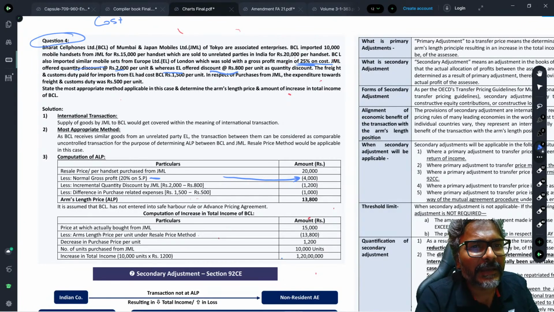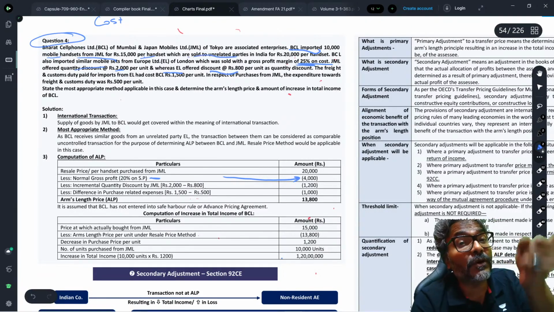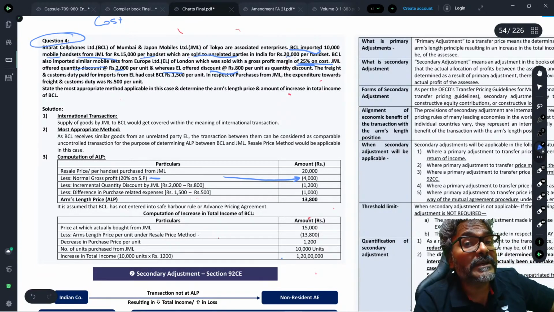Now the resale price, which I told you, which the Indian AE has done. Here BCL has imported 10,000 mobile phones, which is Bharat Cell phone, from JBL. Who is JBL? JBL is the associated enterprise, and these were resold by the Indian AE. The price at which they have been resold by the Indian AE is 20,000.